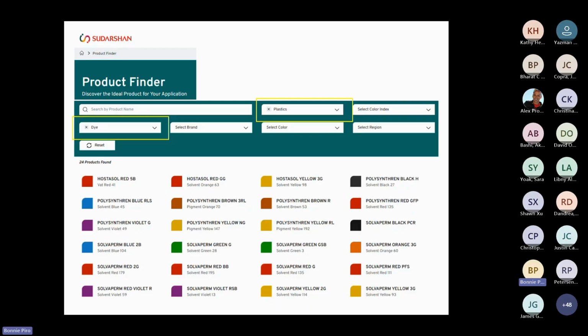Information can be found on our website. We have a very good product finder in here, so for the ones that are available from Sudarshan, you can just go up to the product finder and select plastics and dyes, and you can get more information about each of these dyes along the way.